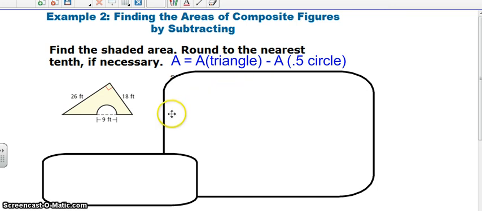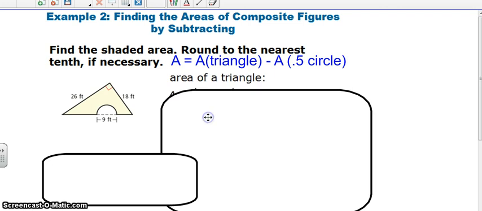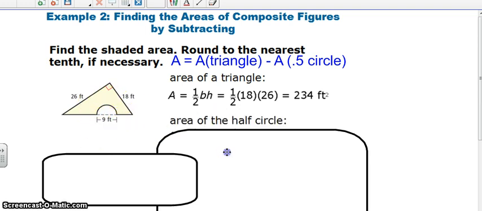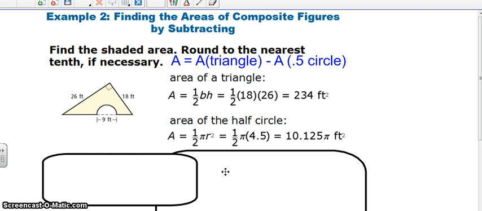Okay, so the area of the triangle, we don't have, or actually we do. We have a base and a height that are perpendicular here. 18 by 26, right? Half of 18 times 26 is 234 feet squared. And then we have pi times, what is the radius? 4.5. Pi times 4.5 squared over 2, or half of pi times 4.5 squared.